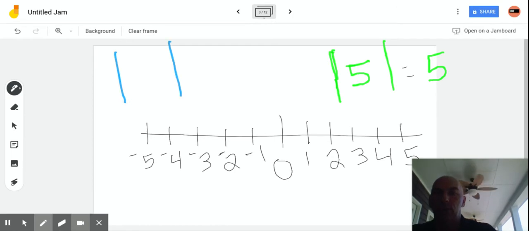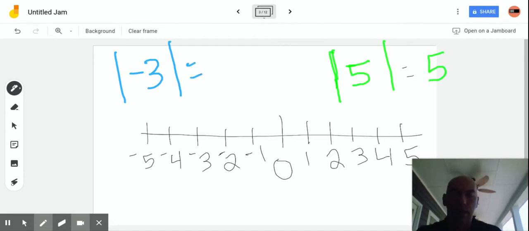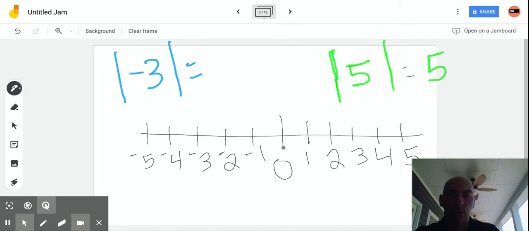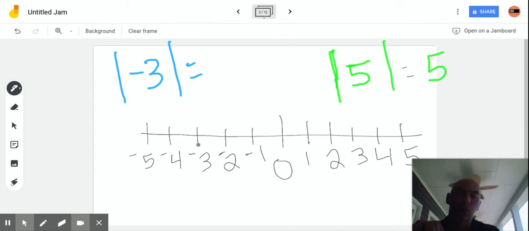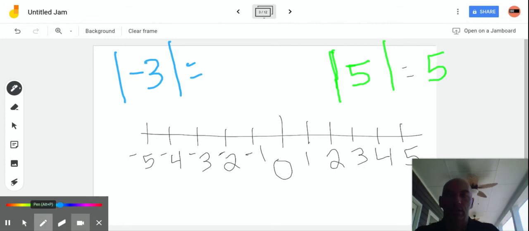The absolute value of -3. How far away from 0 is -3? What's the distance? How far is it? All right, -3 is here. 1, 2, 3. The absolute value of -3 is 3.